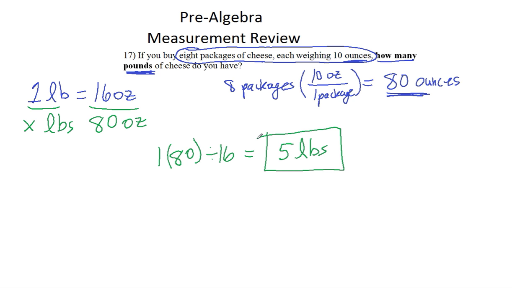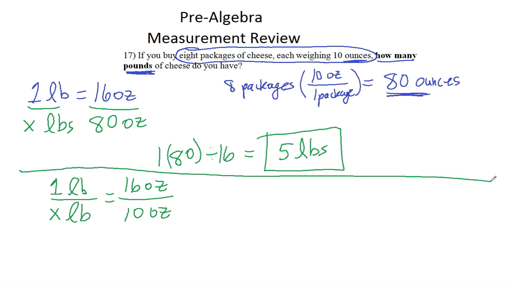Remember that you could also have done this one. You could have started with 10 ounces. I'll just show you real quick here. Change 10 ounces to pounds would have looked like this, 16 ounces over 10. So this would just be for one package, if you just wanted to start with one package. And I don't think this one works out as nice, but you're going to then multiply by 8 packages times whatever you come up with in pounds. So let's finish this one up.